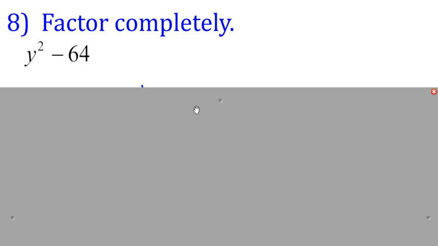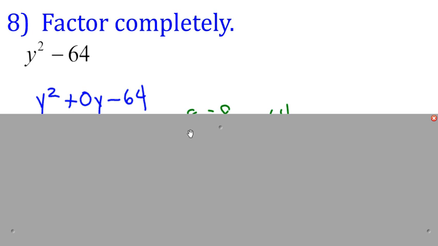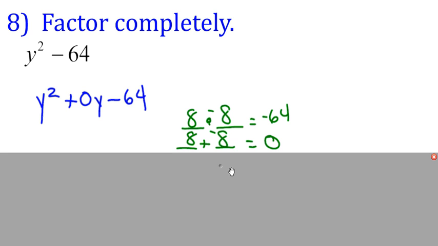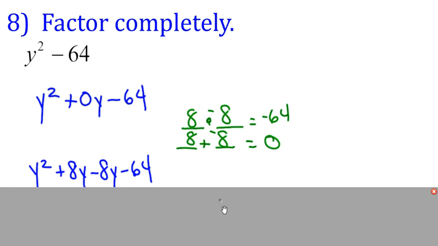We're missing the linear terms. I'm just going to write it with my 0y as a placeholder. So now I'm going to think, what times what gives me negative 64, and what plus what gives me 0? Well, to make that happen, I would have to use a positive 8 and a negative 8. Again, we rewrite the linear term using these as the guides. We have y squared plus 8y minus 8y minus 64.